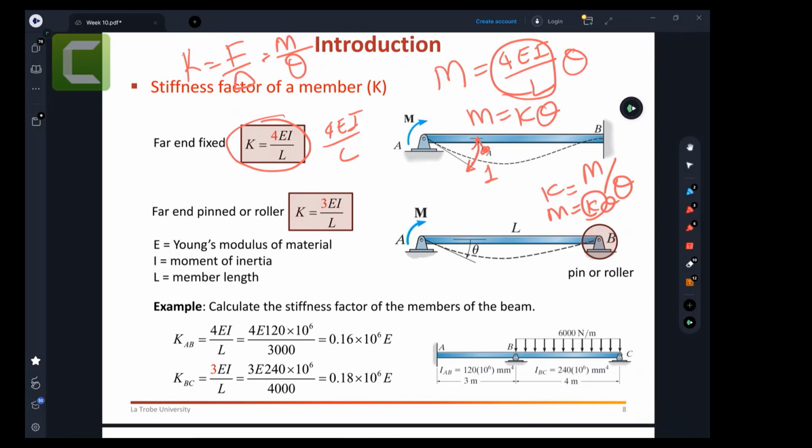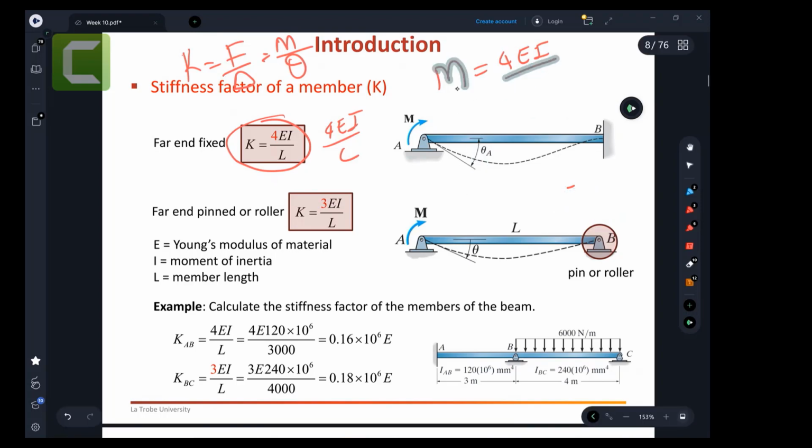Right, so I hope you understand that 4EI over L is the stiffness of the beam elements. If you take one part of the beam and hold one end fixed and you try to rotate the other end, how stiff is the beam? It is 4EI over L. So the stiffness is directly proportional to the Young modulus and I. The higher the Young modulus, the stronger it is.